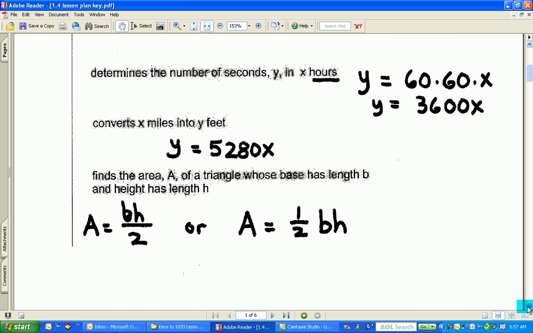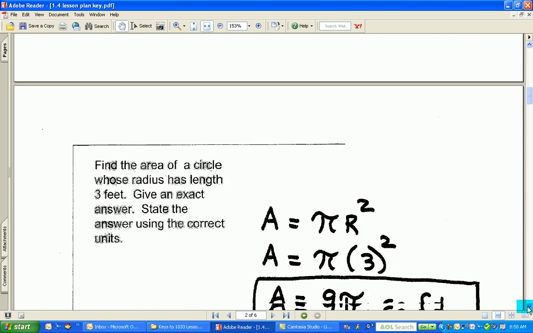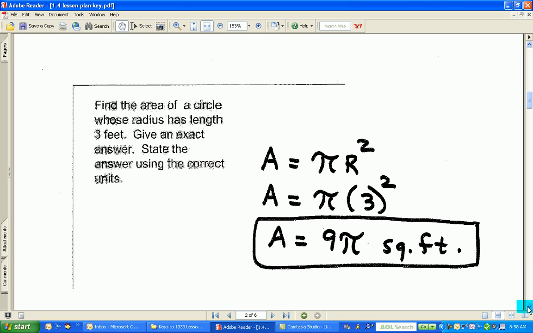Alright, let's look at the next screen. Find the area of a circle whose radius has length 3 feet. Give an exact answer and state the answer using the correct units. The first thing you need to remember is area of a circle is found by using the formula pi r squared. So that's step 1. Step 2, let's replace r with 3 since that's given. 3 squared, of course, becomes 9. So my answer is 9 times pi.